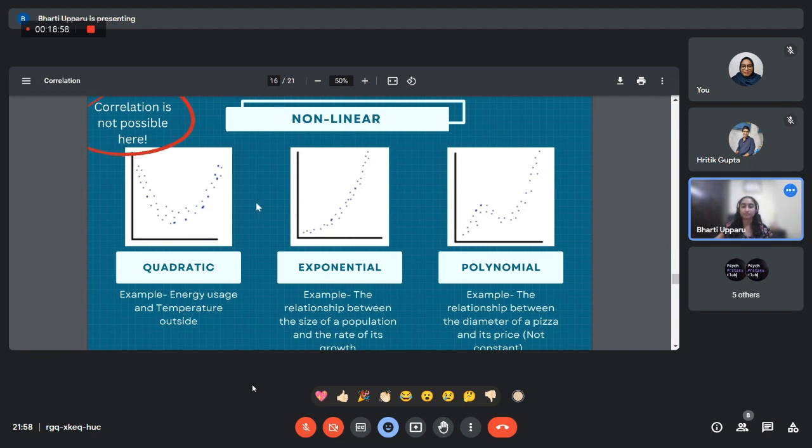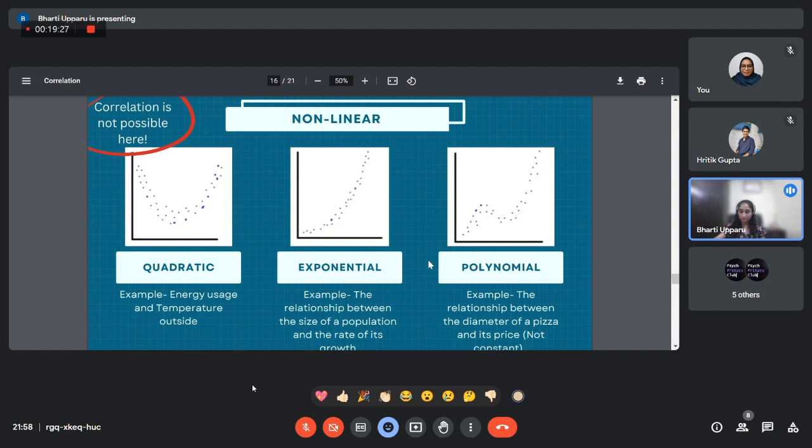The next one is the exponential pattern of nonlinear relationship. This we can mostly see in molecular biology, or in demographics, for example the relationship between the size of a population and the rate of its growth. It's very extreme and sudden, and that is when you can see this pattern of exponential relationship.